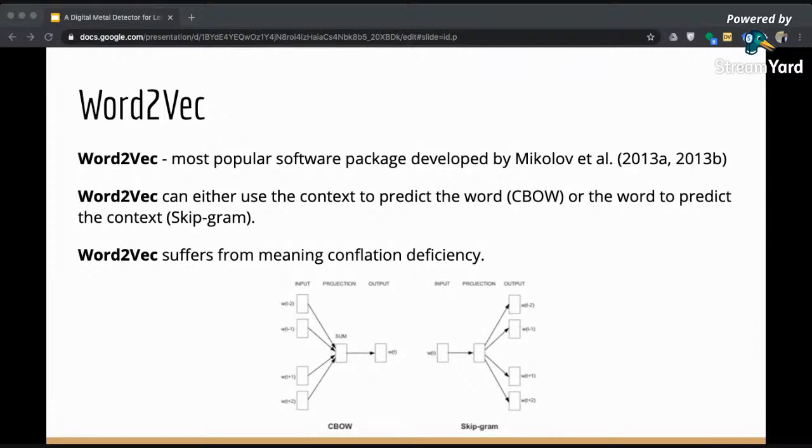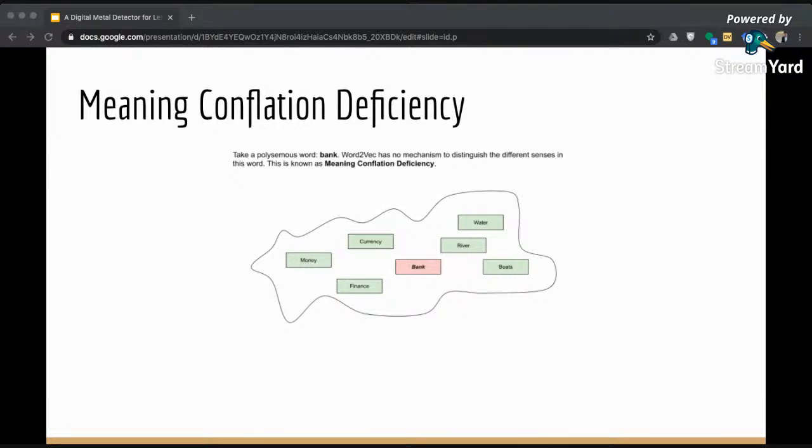One of the parameters of the model is you specify the dimensionality of the vectors, the vectors being the mathematical representation of the word probability, which we've already talked about. Word2vec is not problem-free. It suffers from a serious problem called meaning conflation deficiency.